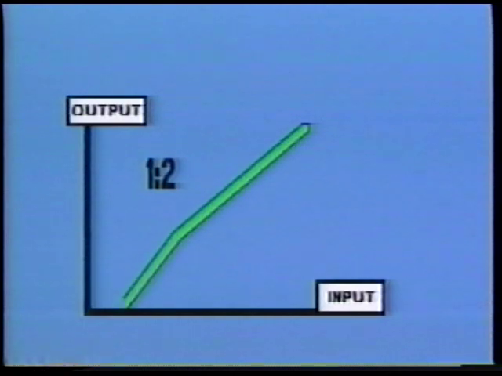Now let's look at expanders and gates. When the input signal drops below the threshold, an expander or gate will automatically turn down or off. An expander, for instance, might be used to accelerate a gradual decaying reverb. This diagram shows an expander set to a ratio of 1 to 2. If the input signal goes below the threshold by 1 dB, the output will go down by 2 dB.